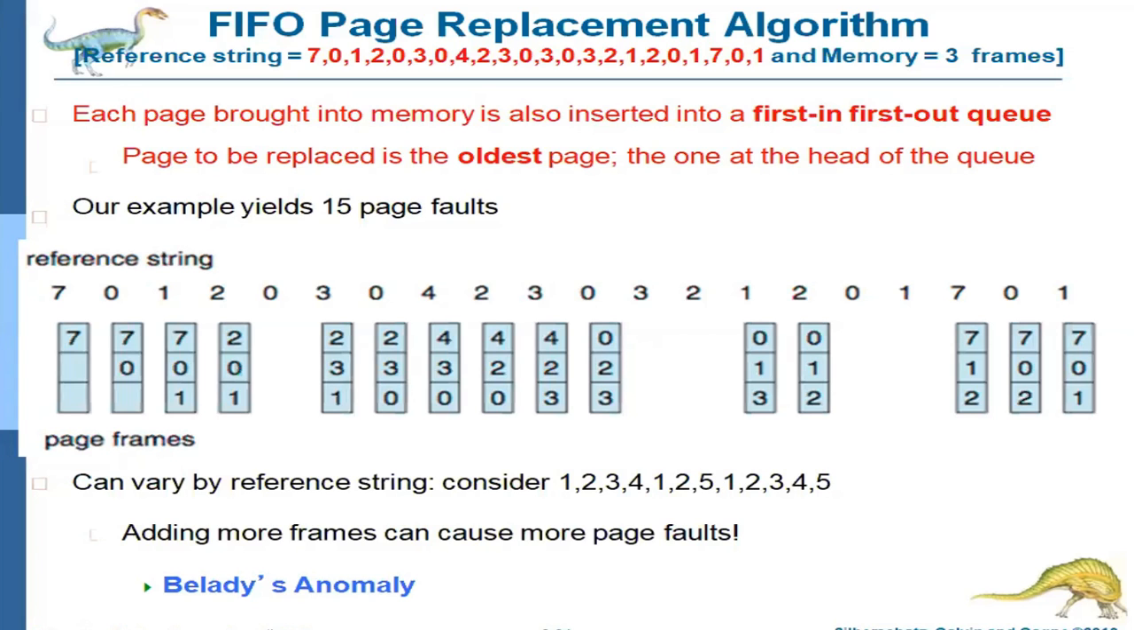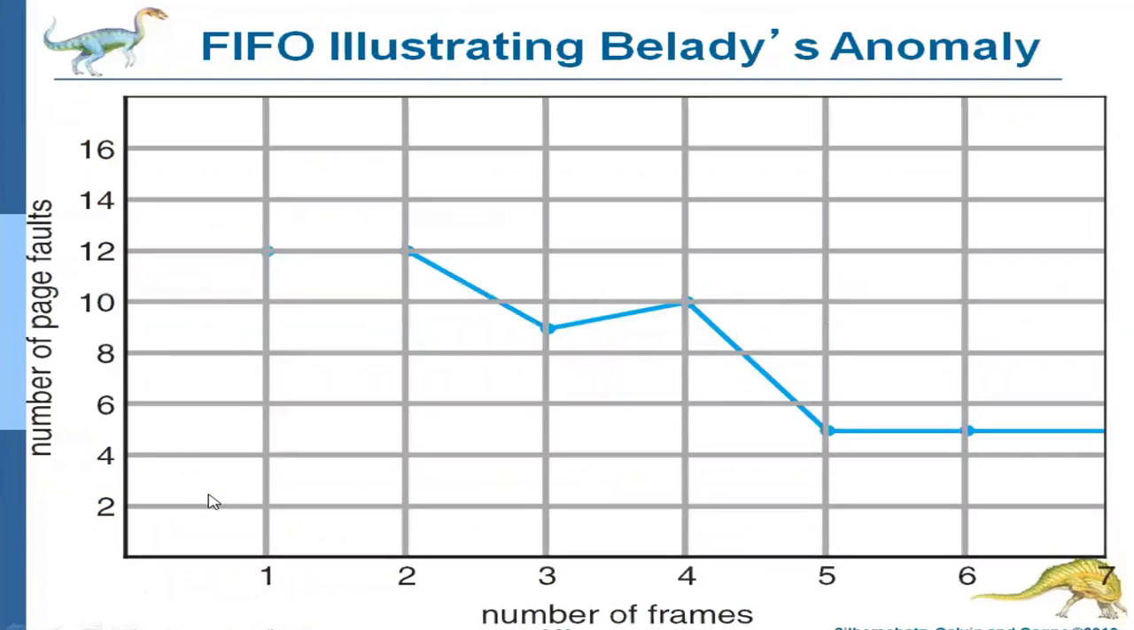So in the FIFO concept, one drawback is there, that is Belady's anomaly. So see in this graph, Belady's anomaly is nothing but when we increase the number of frames, automatically the page faults also increase. Not in all cases. By using the FIFO concept, when you increase the number of frames, automatically the number of page faults also increases.